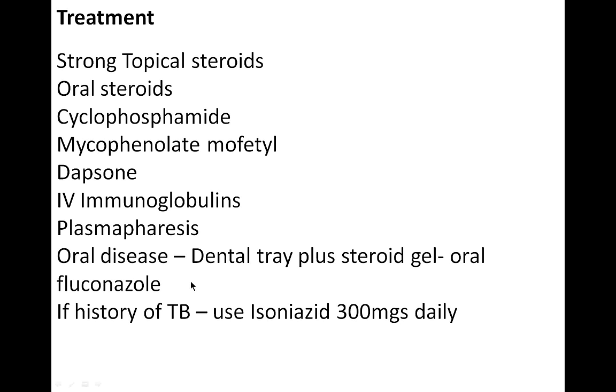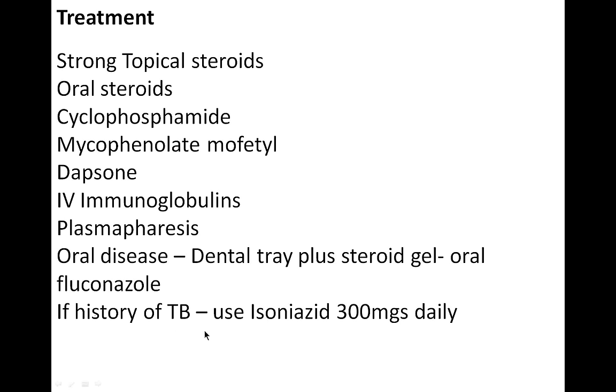Oral disease, so if you've just got a gingivitis, then a dental tray with some form of steroid gel or ointment in there, worn for 3 or 4 hours a day, can be quite useful to reduce the inflammation in the mouth. But a lot of these patients also get candida, so they need some oral fluconazole to deal with the candida.